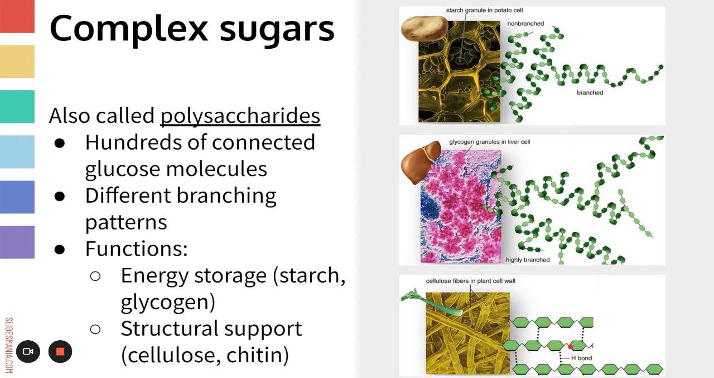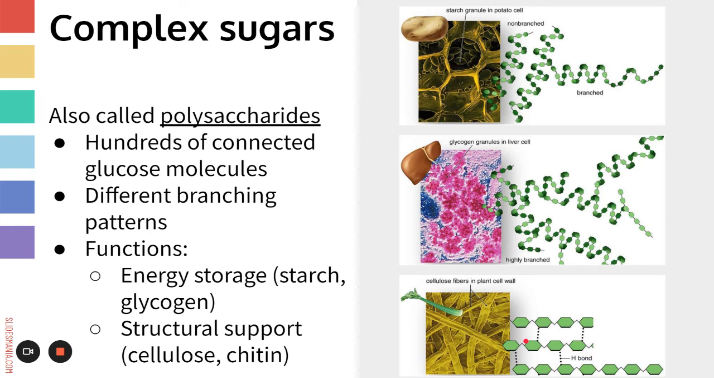The other important thing that polysaccharides do is structural support. Cell walls are often made of polysaccharides, and that could be cellulose in plant cells or chitin in fungal cells. And here you can see glucoses strung together in straight chains, and that's how plant cell walls get their structural rigidity.